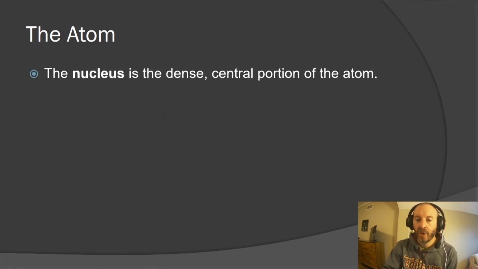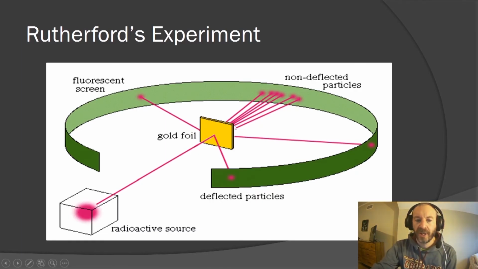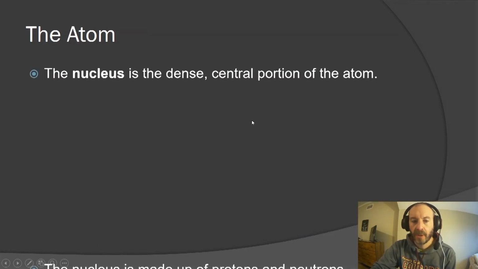This is why only every once in a while did the particles bounce off in different directions, because every once in a while the beam would hit a nucleus and then it would deflect the particle. But for the most part, the atom's actually empty space. And so as a result, most of the particles went right through.